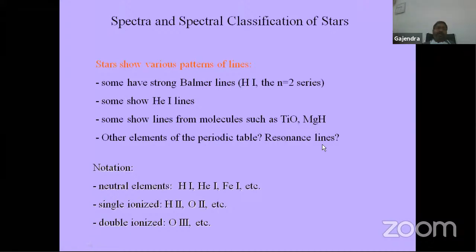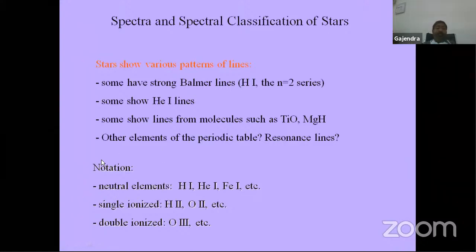And what about the other elements of the periodic table? There are also resonance lines. Resonance lines are the ground state lines, n equal to 1. Most of the resonance lines are seen only in the ultraviolet. However, there are a few in the infrared and optical, but most of the resonance lines of atoms of various species are in the ultraviolet.